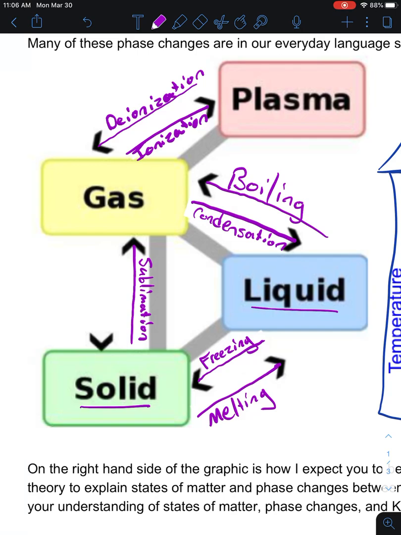Pretty nifty. And the reverse, gas back down to solid. Not as well named as our ionization, deionization up here. We do need a new word. This is called deposition.